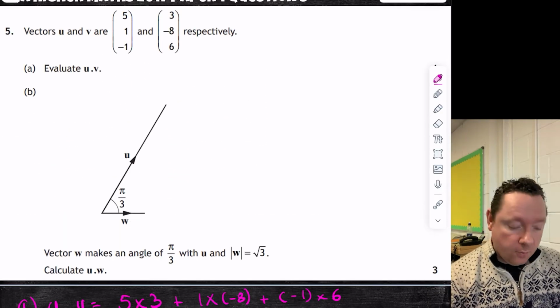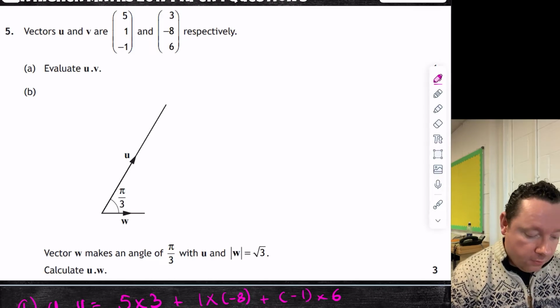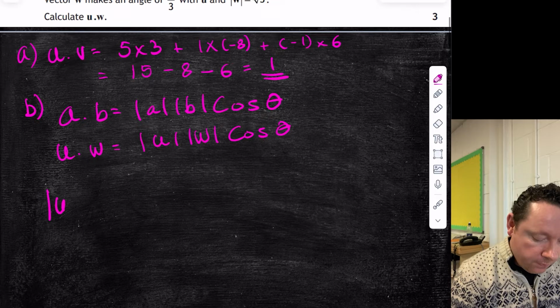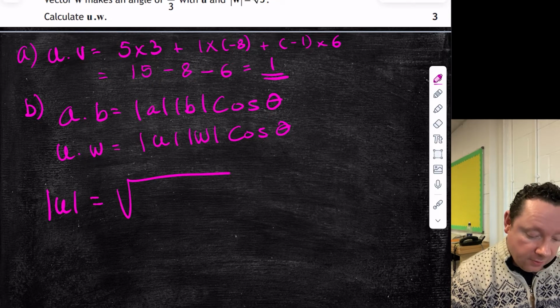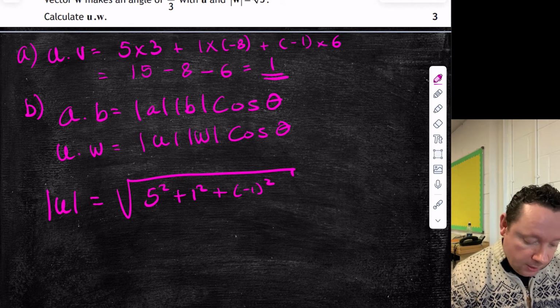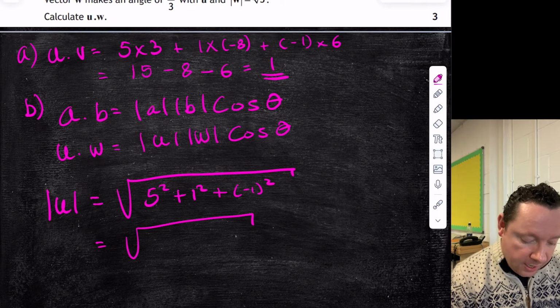We have the size of w, but not the size of u, but we've got u in part 1: 5, 1, minus 1. A reminder, the size of u is just like Pythagoras, well, it is Pythagoras. So it's 5 squared plus 1 squared plus minus 1 squared. That's National 5, actually. So that is 25 plus 1 is 26, 27. I'll just leave it as a root.